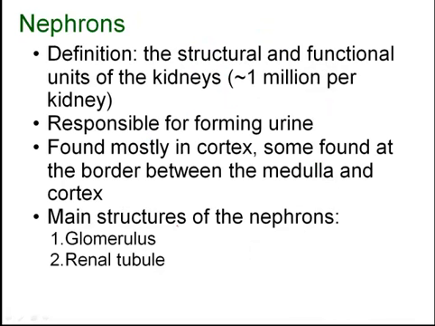So we're going to take a closer look at the nephrons right now. They are the functional unit of the kidney, and you have about 1 million nephrons per kidney. Okay, their main job is to make your urine. They are mostly found in the cortex. Some are found at the border between the medulla and the cortex. So the biggest portion of them are up in the cortex, but they do extend down into the medulla.